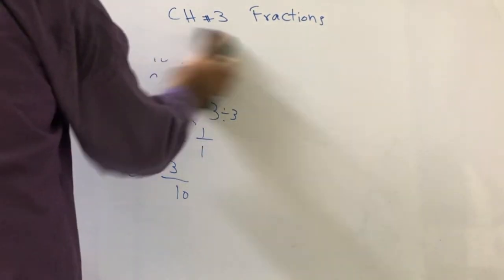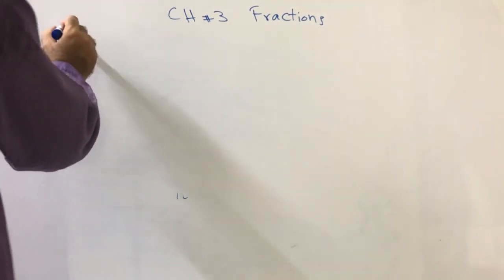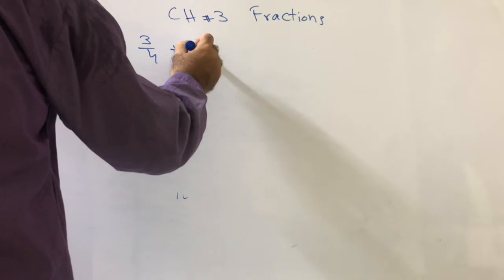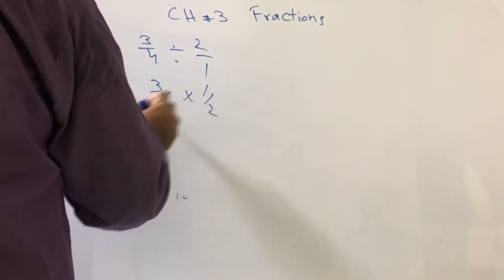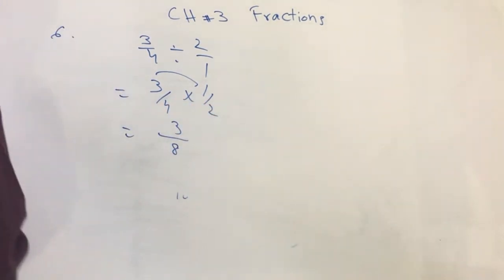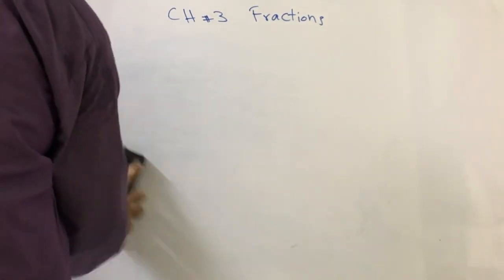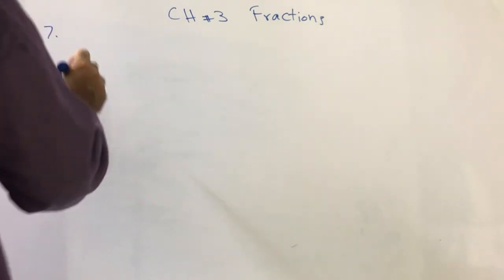Now we will be moving to question number 6. Question number 6 says, find the value of 3 over 4 divided by 2. This is also of the same type. We will do like this quickly. 1 over 2, then 3 into 1 is 3, 4 into 2 is 8, 3 over 8 is the answer for question number 6. It is of the same type, so we are slightly quick. Number 7 has several parts. We will do some parts.